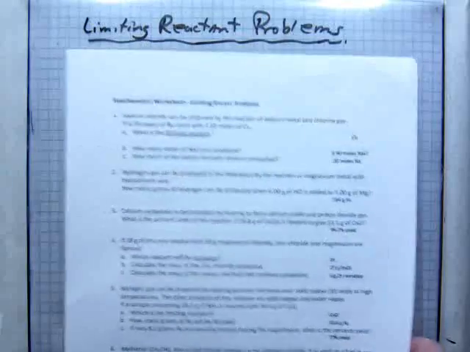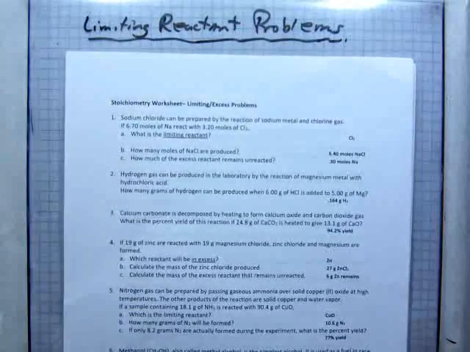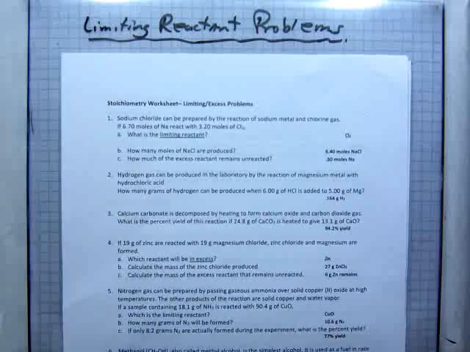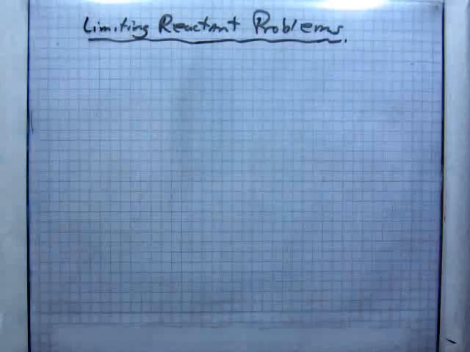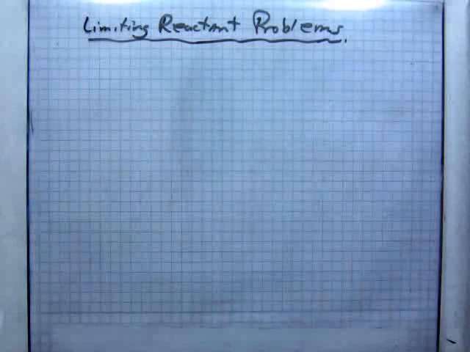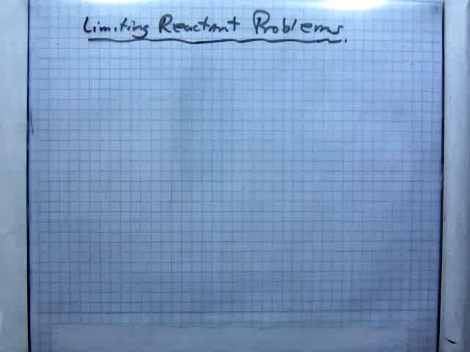So we're looking at this worksheet, if you have it available. Okay, you'll get that in front of you. Sodium chloride can be prepared by the reaction of sodium and chlorine gas. If 6.7 moles of sodium react with 3.2 moles of Cl2, what's the limiting reagent? How many moles of sodium chloride are produced, and how much of the excess remains?